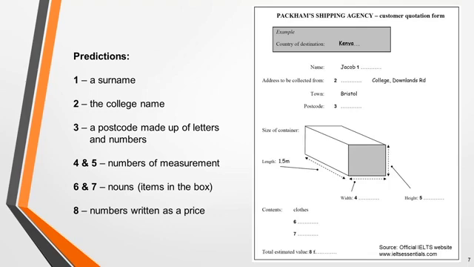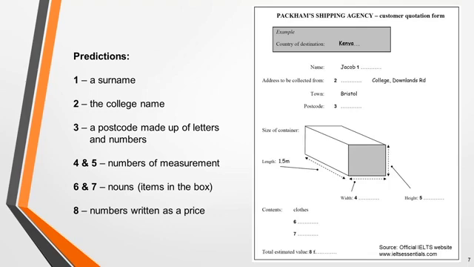1 will be a surname. 2 will be the college name. 3 will be a postcode made up of letters and numbers. 4 and 5 will be numbers of measurement. Answers 6 and 7 will be nouns. And answer 8 will be numbers written as a price. Answers 1 and 2 will be proper nouns, so you must write them starting with a capital letter. This is another little clue that will ensure that you get your answers exactly right.